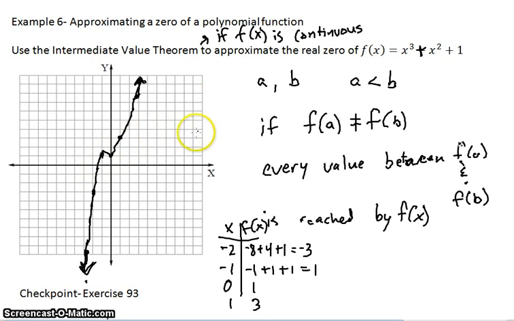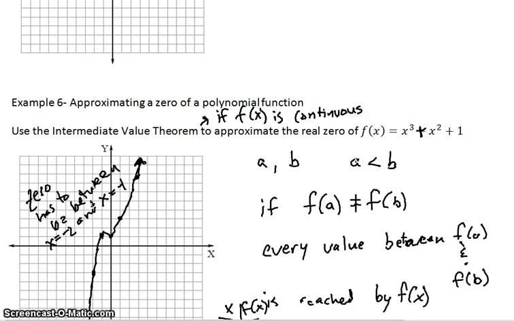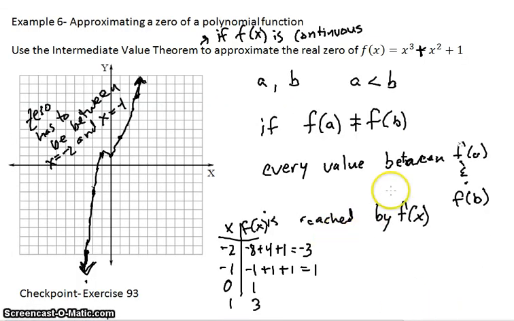But we know that the 0 has to be between the values of -2 and -1. So it has to be between those two, because at -2 we had a negative answer, at -1 we had a positive answer, and this is a polynomial, so it's got to be a smooth graph. So that's how you can use the intermediate value theorem in graphs to determine where zeros are. And if you want a graphing calculator, this can actually find an answer for you as well.